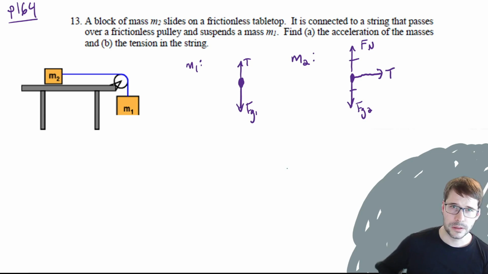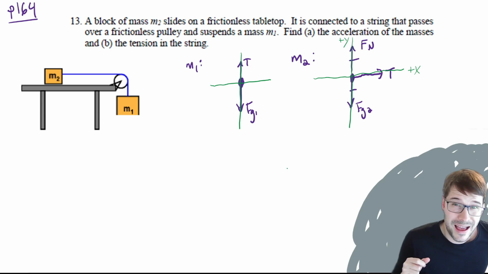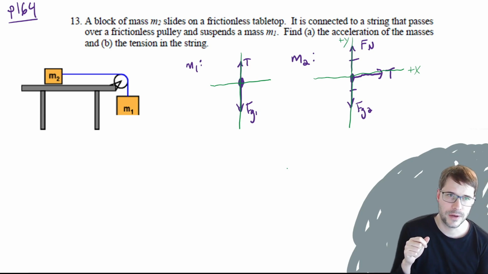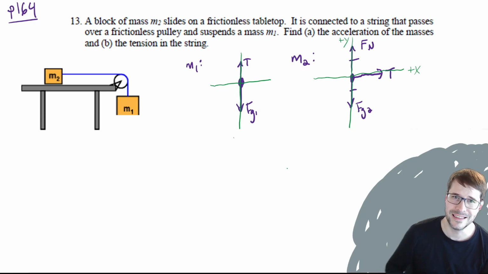Now, what we're going to do here is draw in the axes, and there's something that's a little unconventional that we'll do here. For M2, I'm going to say that to the right is my positive x, and up is my positive y. However, for M1, I'm not going to do the same thing. I'm not going to say that to the right is positive x because these two objects are both moving. M2 is moving to the right, and M1 is moving down. So I want the direction that these are moving to match one another. So since for M2 I've done positive x to the right, for M1, I'm actually going to say positive x is downwards, even though it's a little unconventional. And we'll see why that is a little bit later.